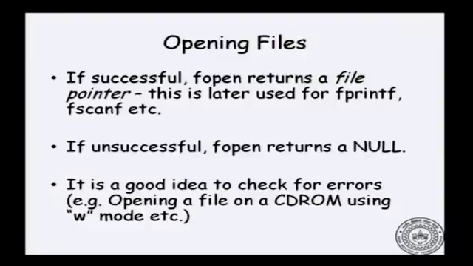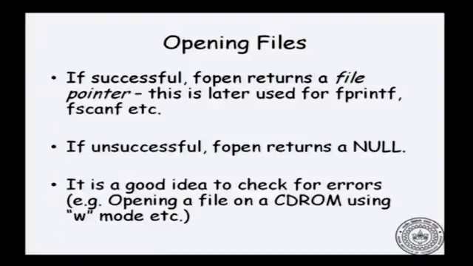We have seen the arguments of fopen. Now let's look at what it returns. If successful, fopen returns what is known as a file pointer. This is later used for fprintf, fscanf, fclose, as I just mentioned.